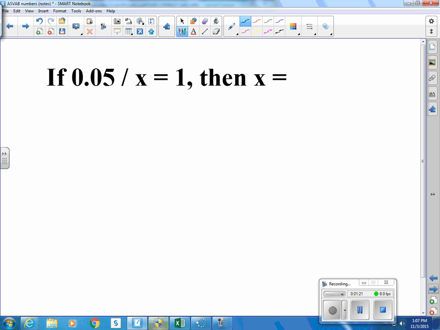If 0.05 divided by x equals 1, then x equals what? Well, anything divided by itself is 1, so x has to be the same as the numerator if it's going to be equal to 1. So x is equal to 0.05.